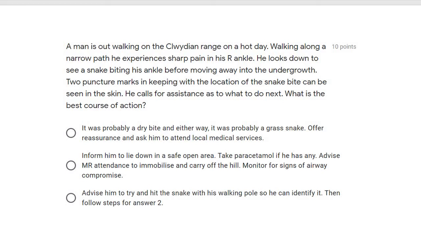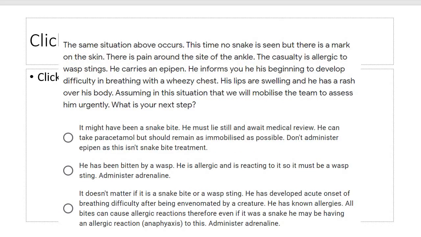Next question. So the same situation above occurs, and this time there's no snake, but there is a mark on the skin. There's pain around the sides of the ankle. The casualty is allergic to wasp stings. He carries an EpiPen. He informs you that he's beginning to develop difficulty in breathing with a wheezy chest. His lips are swelling and he has a rash over his body. Assuming in this situation that we will mobilise the team to assess him urgently, what is your next step?